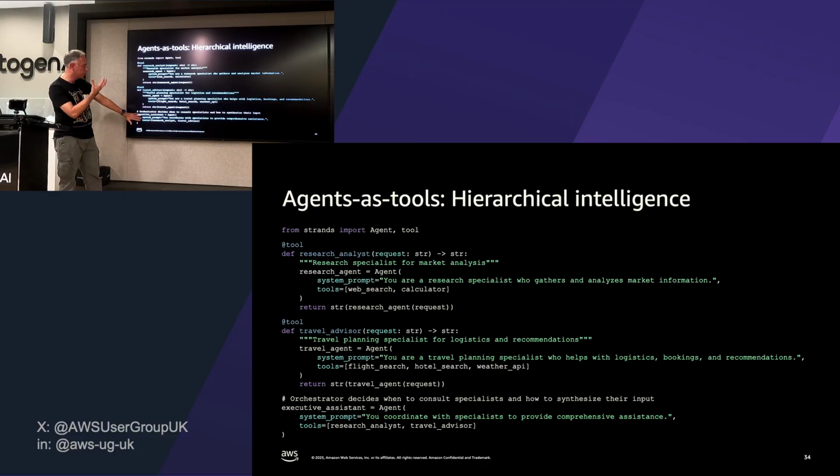And then you can create your main agent, that is the executive assistant in this case, that has tools as the research analyst and the travel advisor. So it's calling these two functions that then are creating and using the agents. In this case, every time you invoke a... sorry, yeah.